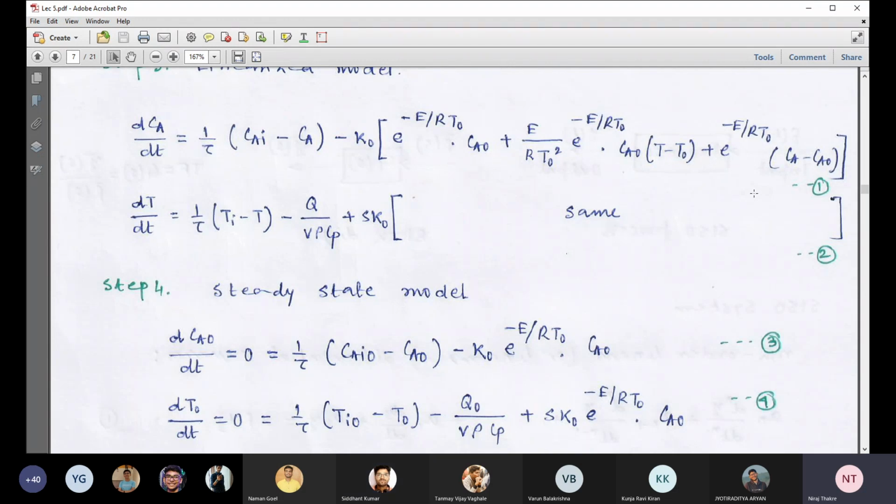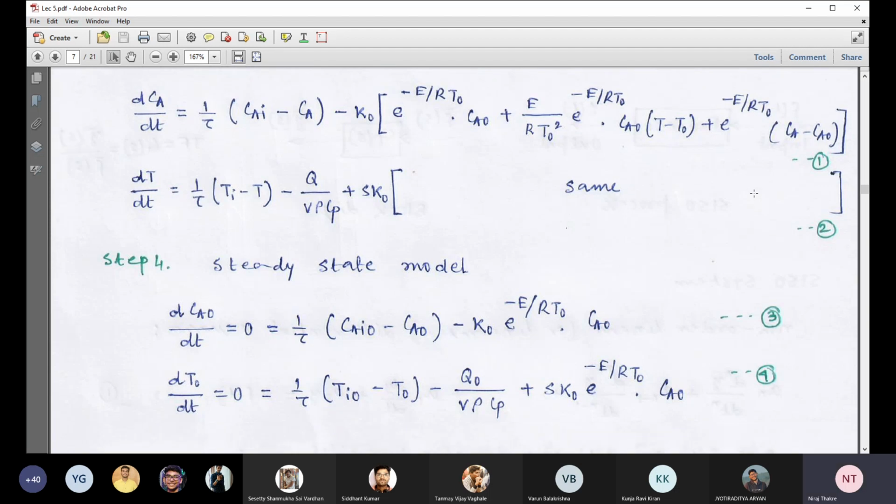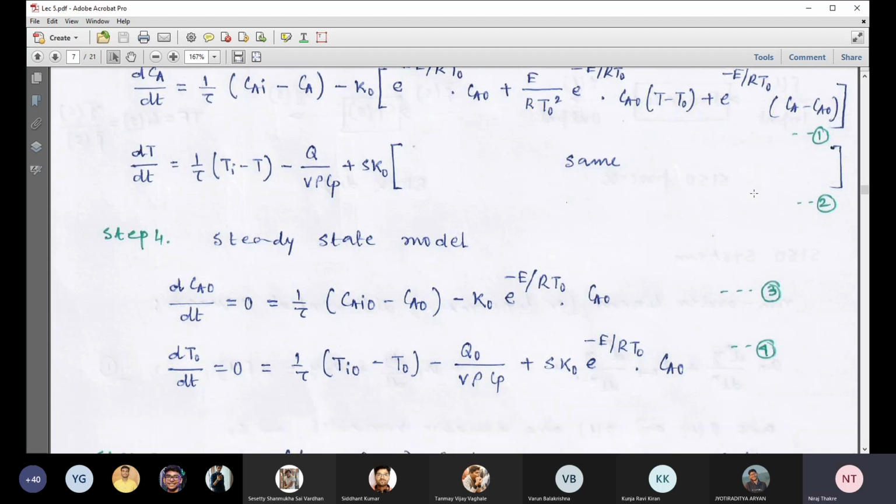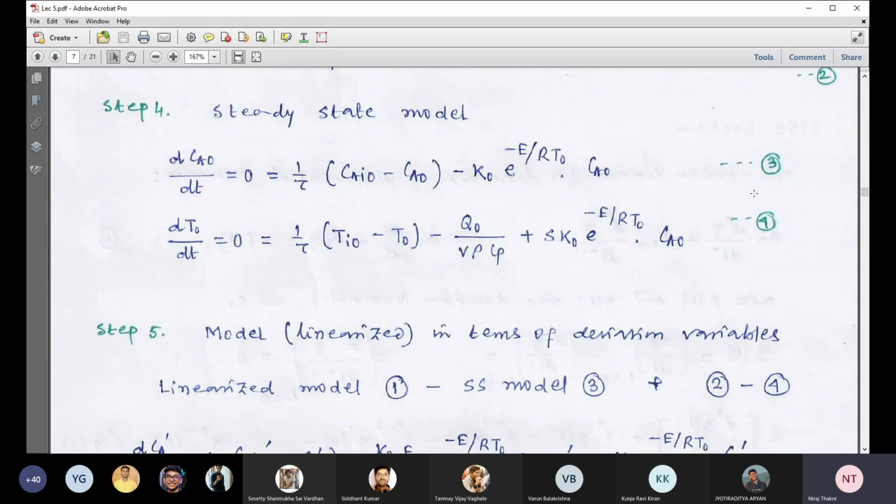So what is the next step? We can write it as d of CA minus CA0. Similarly, we can subtract 1 and 3, and 2 and 4. Correct. You see, we are going to subtract because we would like to represent the linearized model in terms of deviation variable.